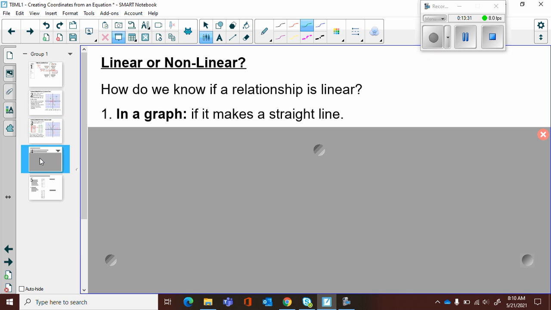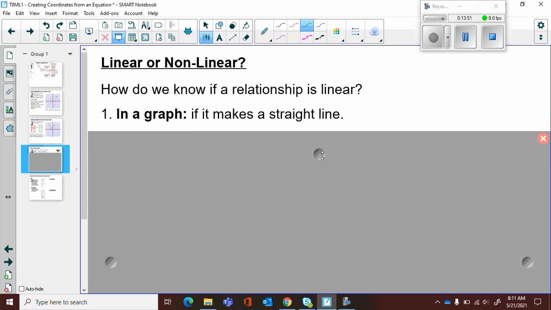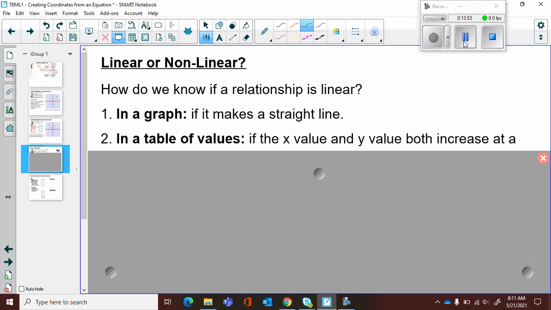One way, of course, is to draw a graph like we just saw. In a graph, if a relationship is linear, it makes a straight line. So you could always look at your table of values, graph it, and see if it makes a straight line. But sometimes that's a lot of work, and you don't want to graph a whole table of values just to see if it's linear. But we can also just look at a table of values and tell if it is linear or not.